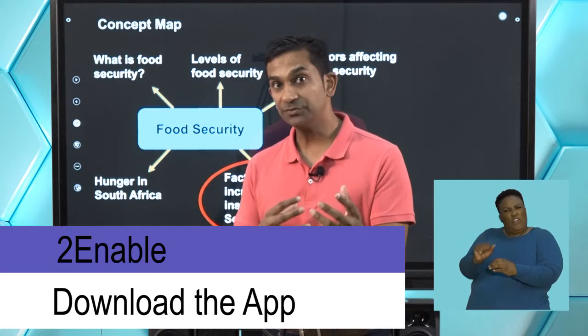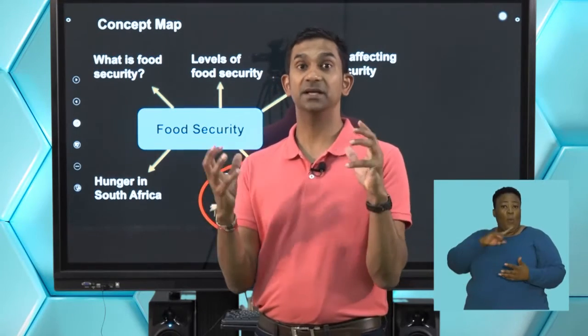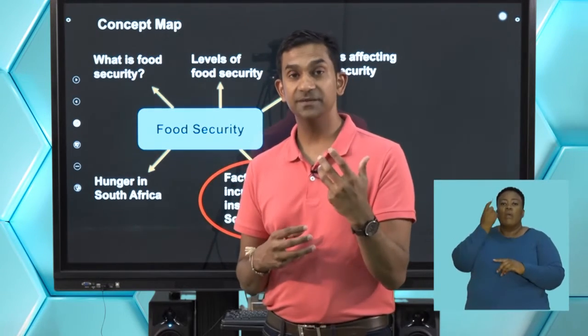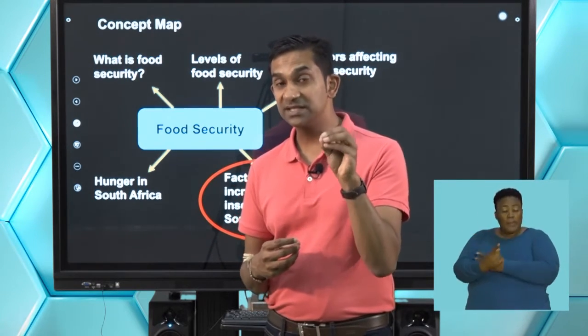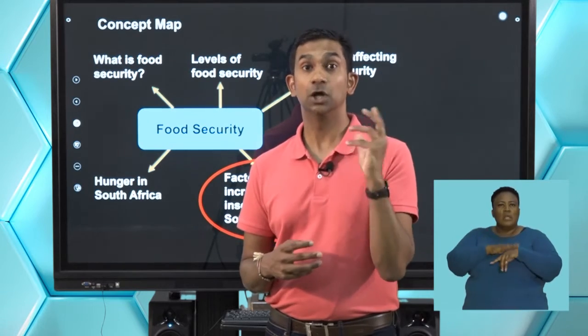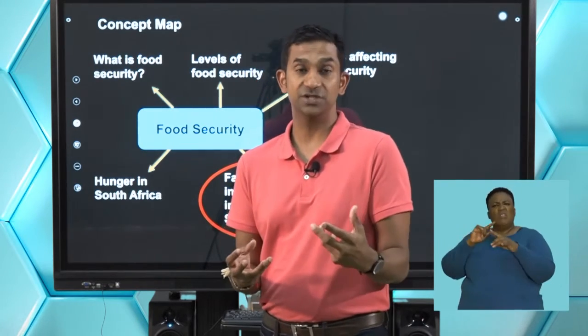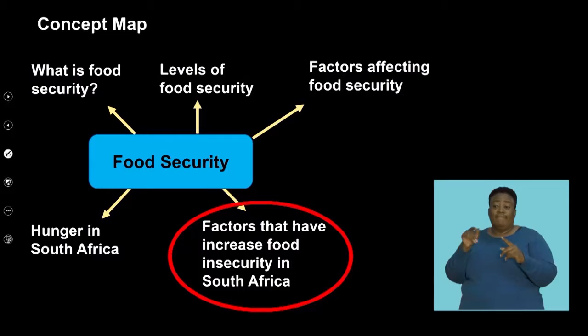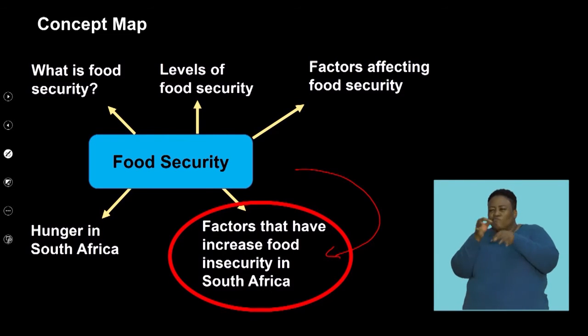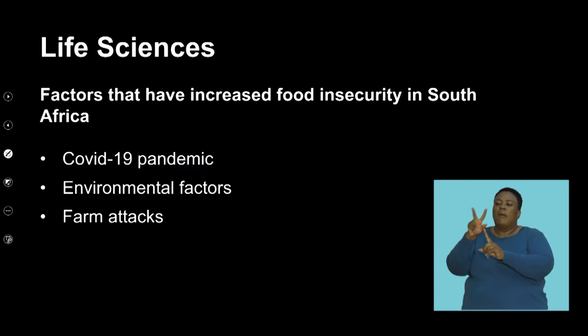And I think it's important that we understand the context of what is happening in our country. And I think it's important that we consider these when we look at food security globally. So we are quite unique in the factors that affect food security in South Africa. So we're going to unpack this in some detail, and then we're going to look at how we can be applying this to the context of food security.